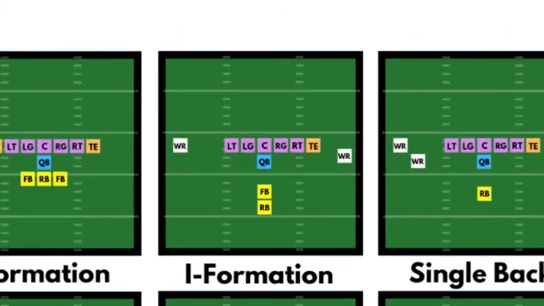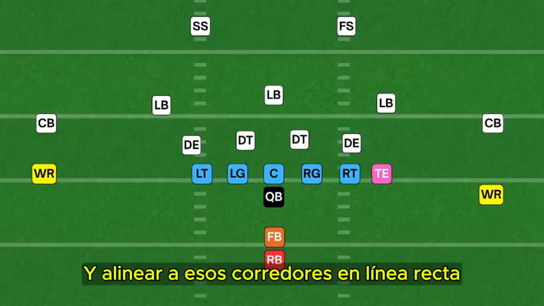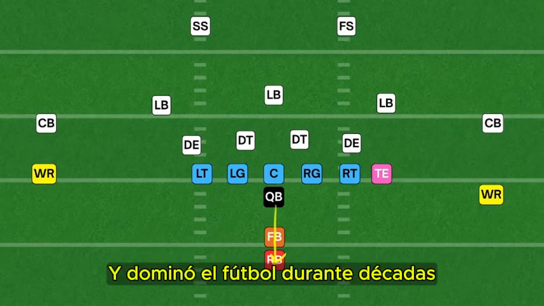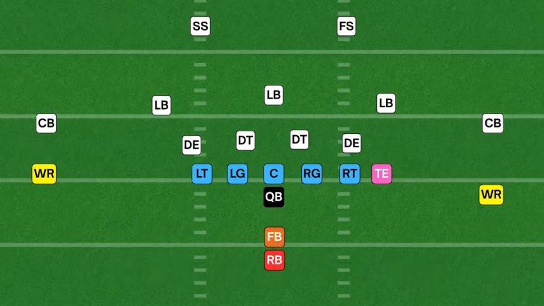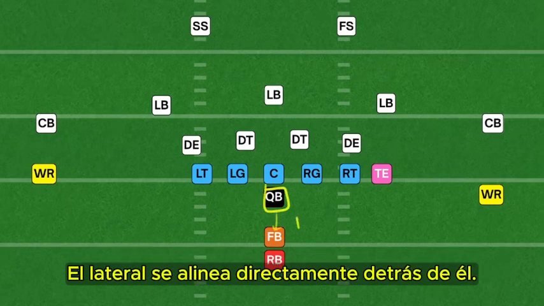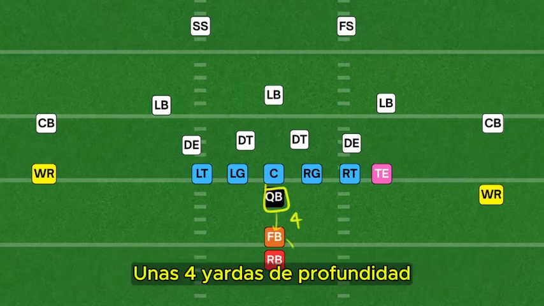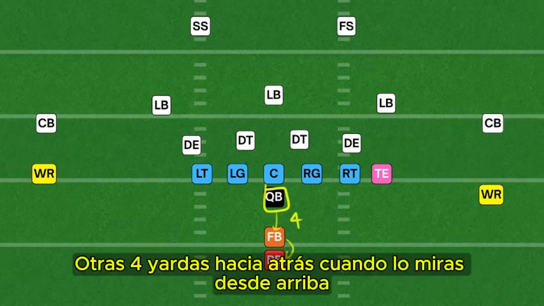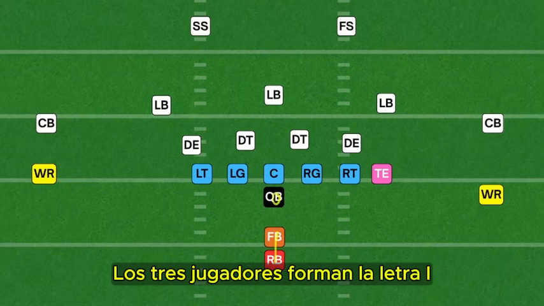I formation. Take the T formation and line up those running backs in a straight line behind the quarterback. That's the I formation, and it dominated football for decades. The quarterback takes the snap under center. The fullback lines up directly behind him, about 4 yards deep. The tailback lines up behind the fullback, another 4 yards back. When you look at it from above, the 3 players form the letter I.